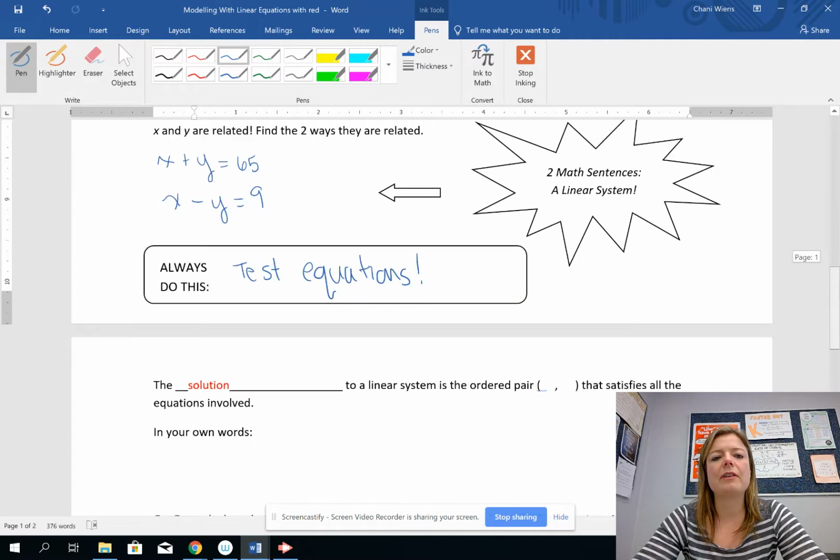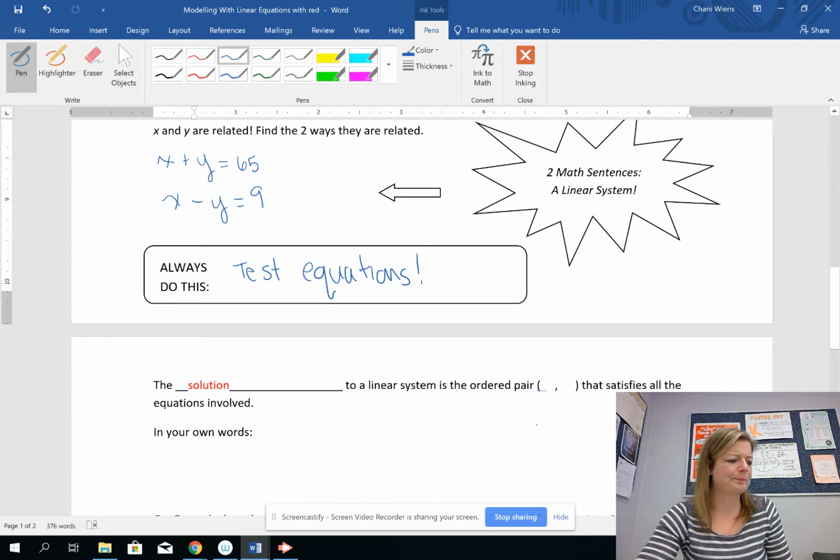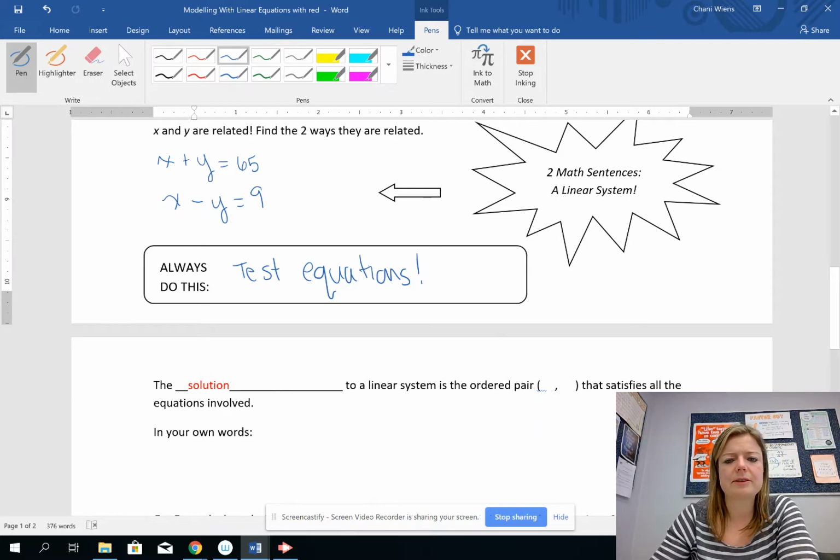Now, when we solve a linear system like this, what we're doing is finding the solution, which seems obvious, Mrs. Weens. But what is a solution? The solution is the numbers x and y that satisfy both of these equations. So they make both of these equations true. So the solution to a linear system is the ordered pair x, y that satisfies all the equations involved.